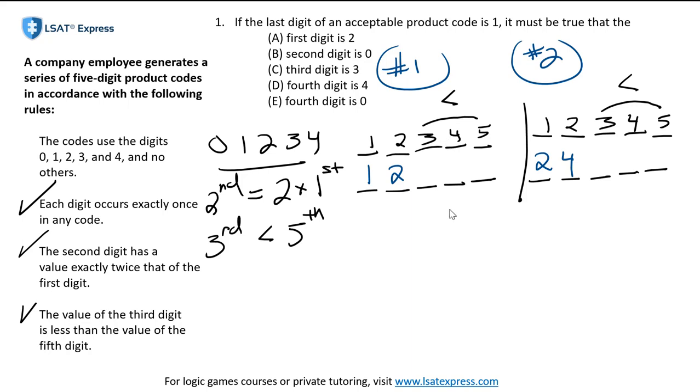So we're building the diagram. Let's keep going. In scenario 1, who's left? I've got a 0, I've got a 3, I've got a 4. In scenario 2, I've got a 0, I've got a 1, I've got a 3.